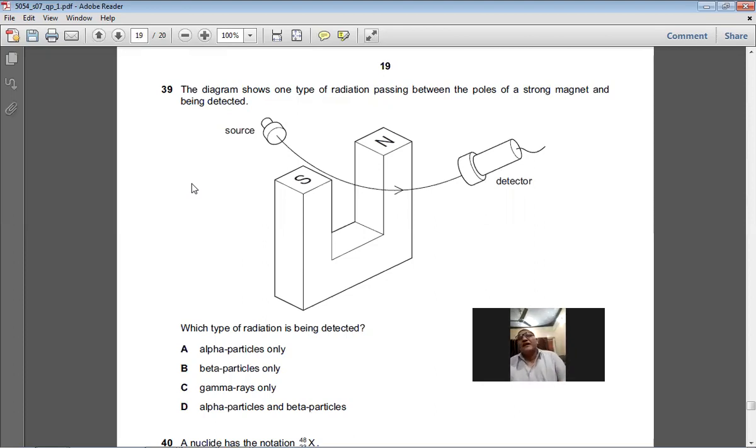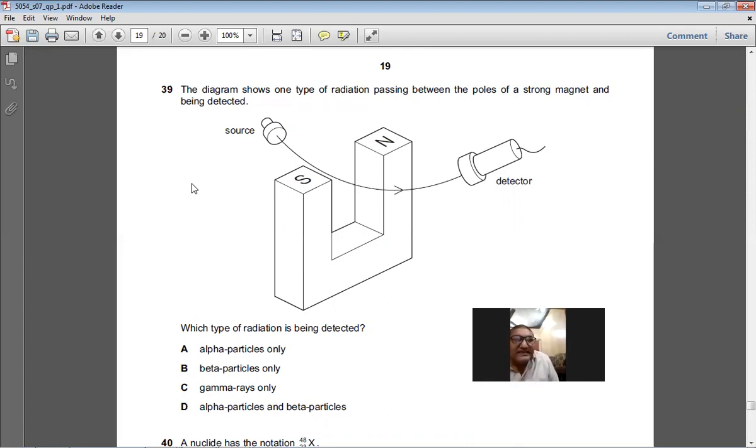Here you see, I can apply the left-hand rule. If you have your left hand with you, stretch your fingers. I'm going to apply the left-hand rule. These three fingers: thumb, index finger and middle finger. The thumb represents the force, the index finger represents the magnetic field, and the middle finger represents the charged particles. So the charged particles are coming towards me. The magnetic field is going from north to south, and my thumb is pointing downward.